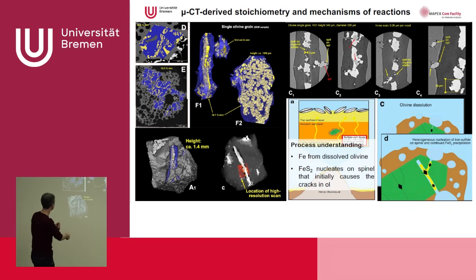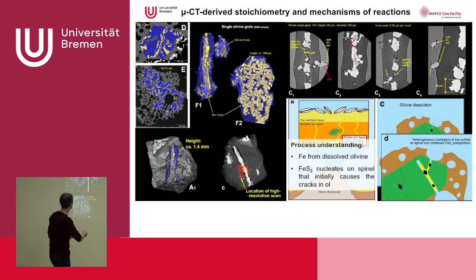The volume of this void and the volume of this precipitation. And then I saw something from this high resolution scan. How does it work? Why is it always in the middle, this kind of thing? And I saw here, if we have this crack, this is the dissolving olivine. Here we have newly formed sulfides.